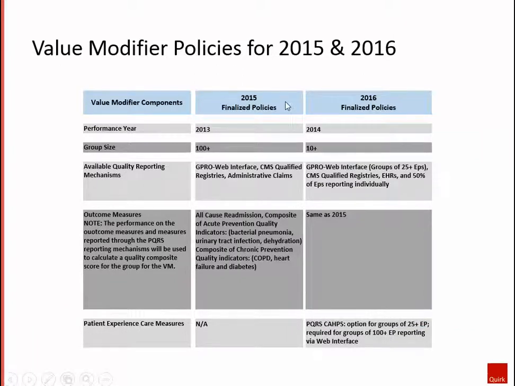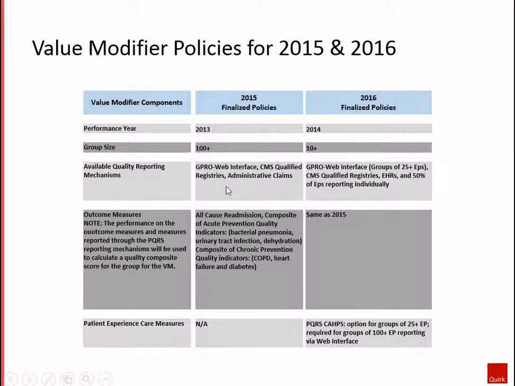This slide will show you the policies for 2015 and 2016. Again, I just want to remind you that we are on a 2-year look-back period. So anything from 2013 becomes effective in 2015. 2014 becomes effective in 2016. So we have 2 different sizes. We have 100 plus or we have 10 plus.